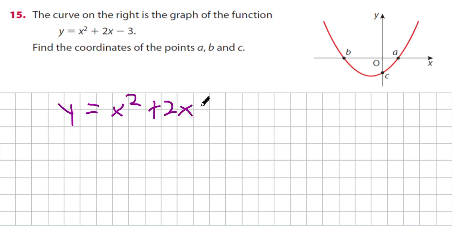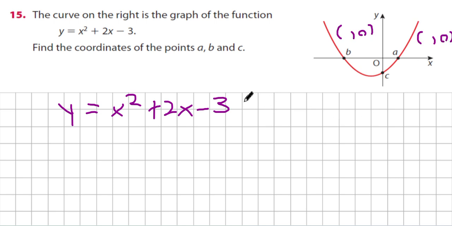Now, gents, here's what we're going to do for this one. What's guaranteed about point B and point A? What's guaranteed about the y values in both of them? Does everybody agree the y values are 0? So is everybody guaranteed that the output has to be 0? Because the y values are 0 in both cases. Would you agree with that?